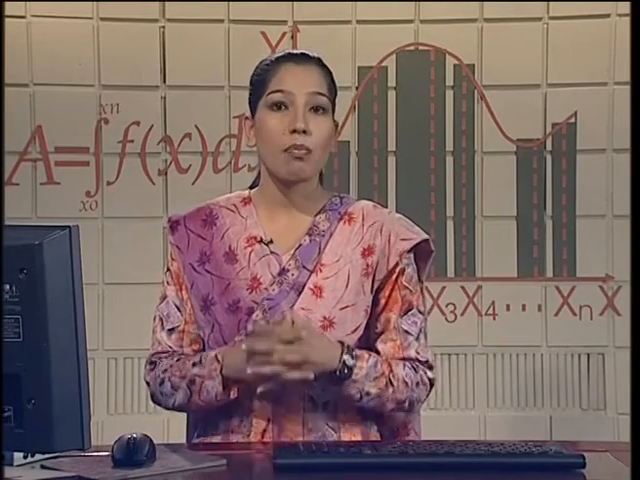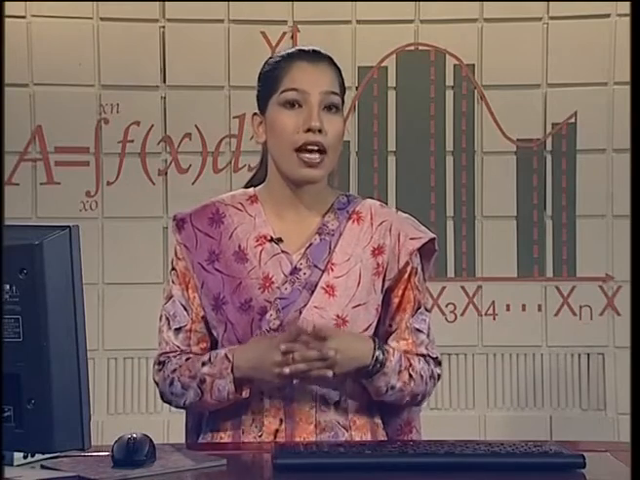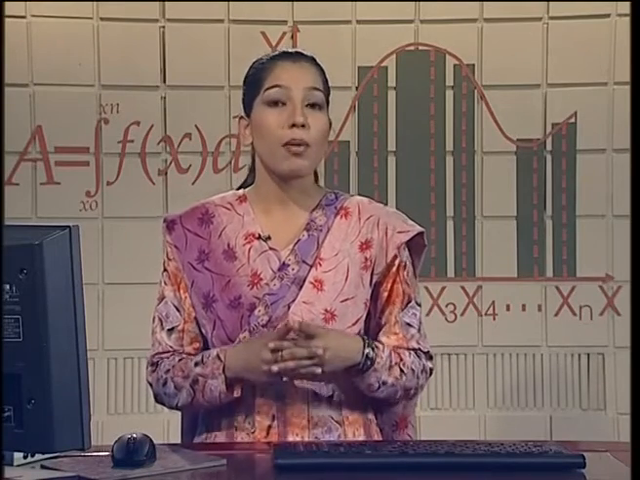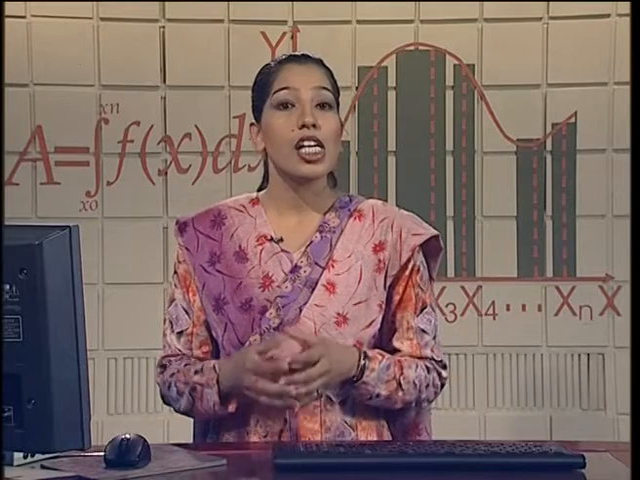As we have found the midpoint of a line segment joining 2 points, you can see the final midpoint formula for the line segment joining 2 points. The points are x1, y1 and x2, y2. The final midpoint formula is equal to 1 by 2 times x1 plus x2 and 1 by 2 times y1 plus y2.